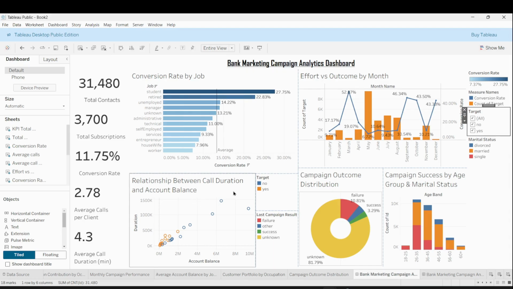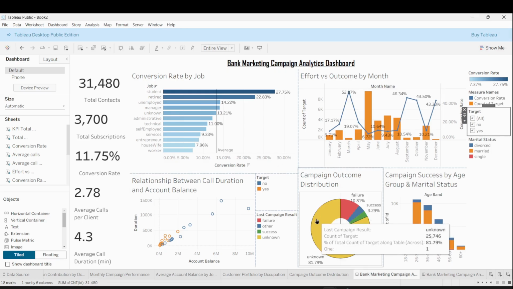Now this chart is a scatter plot which shows account balance versus call duration. Customers with a higher balance are more likely to subscribe, which makes sense for a deposit. But many calls are still made to customers with very low or negative balance. So this scatter plot basically compares the call duration and balance colored by result. The customers who subscribe are usually the ones with longer calls and higher balances.